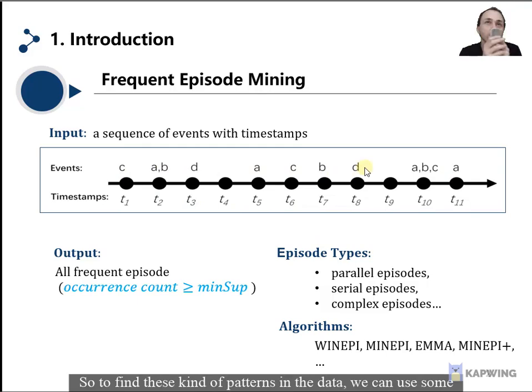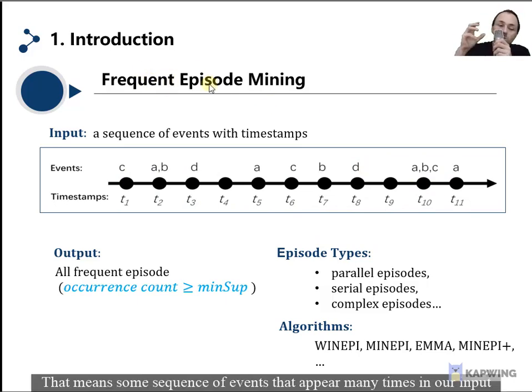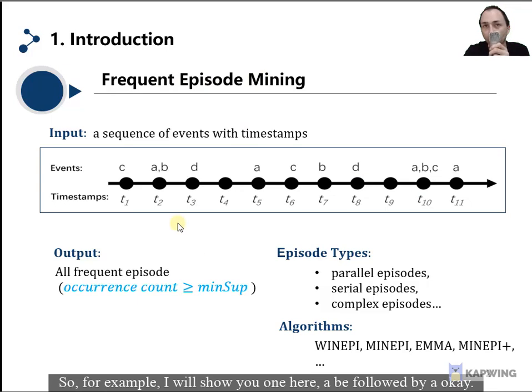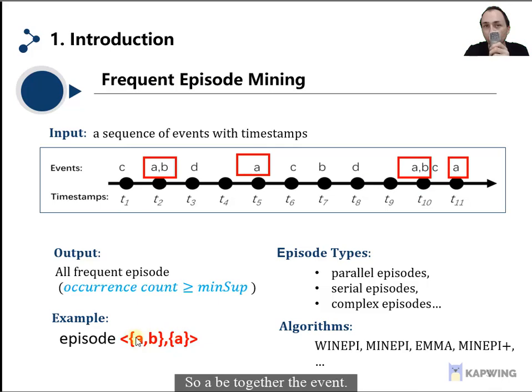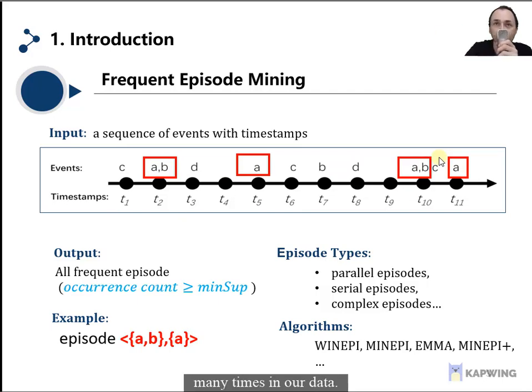To find these kinds of patterns in the data, we can use an algorithm to find frequent episodes. That means sequences of events that appear many times in our input sequence. For example, I will show you one here: AB followed by A. So the event AB, together, is followed by event A. On top we have AB followed by A, and AB again followed by A. This can be considered a frequent episode because it appears many times in our data.